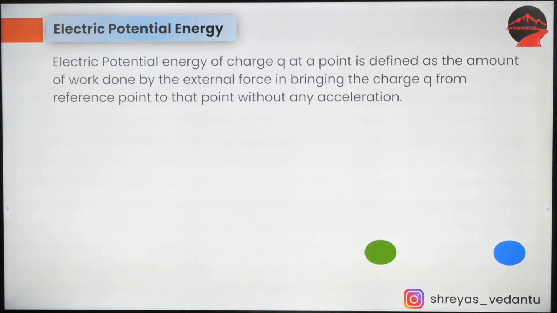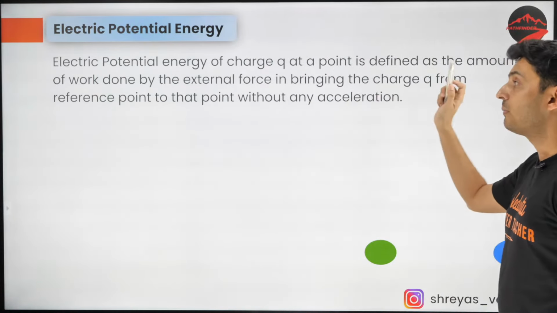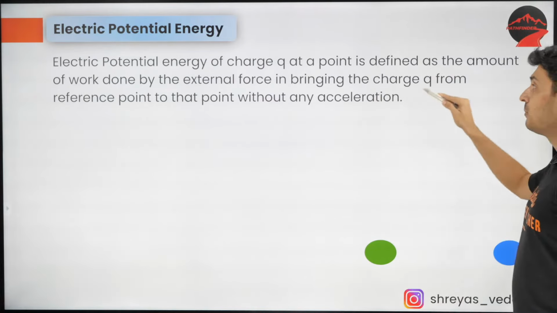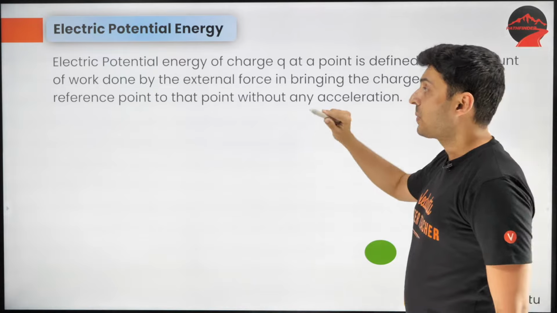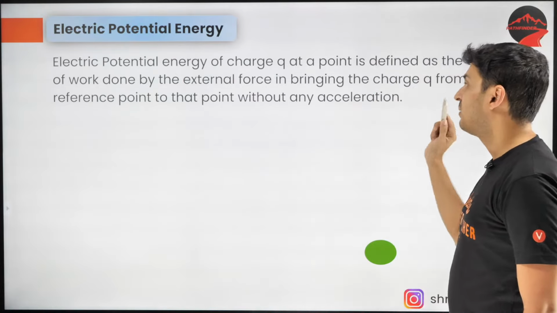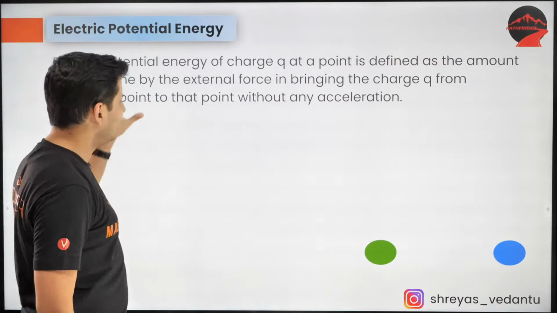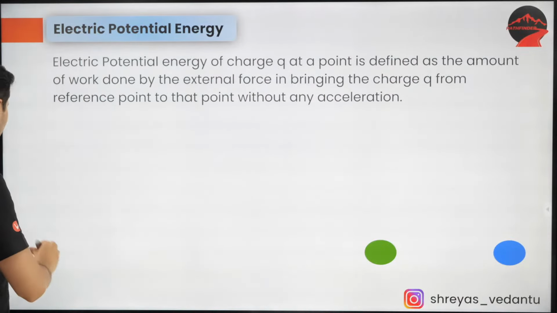So electrical potential energy of a charge at a point is defined as the amount of work done by the force from outside, that's external, in bringing the charge from a reference point to that point without any acceleration. Now let me explain this to you. This is a little bit complicated, but let me explain.